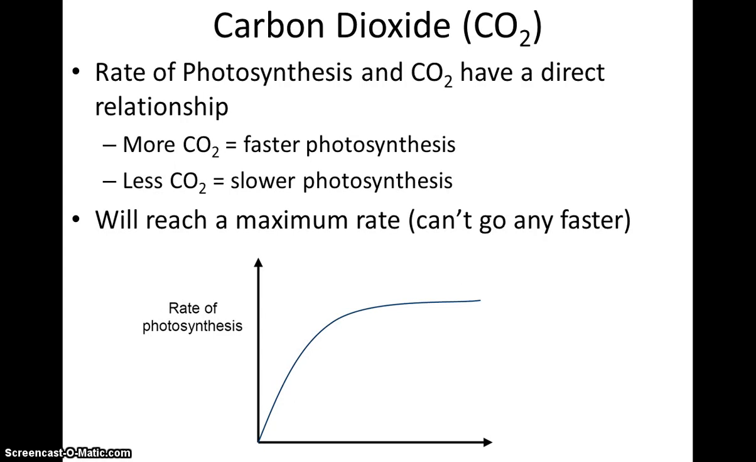All right, so our next one here is carbon dioxide. And this makes sense because this was one of the reactants of photosynthesis. So they're going to have a direct relationship, which means when one increases, the other increases as well. So the more CO2 that's available for the plant, the more photosynthesis is going to happen quickly. And vice versa, if there's less carbon dioxide available, photosynthesis is not going to go as quickly. It will reach a maximum rate, again, just like we saw with temperature, where it cannot go any faster.